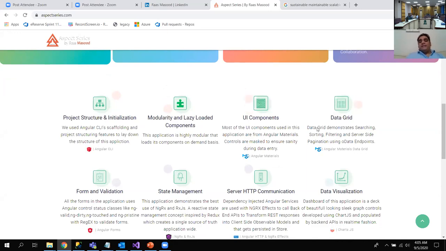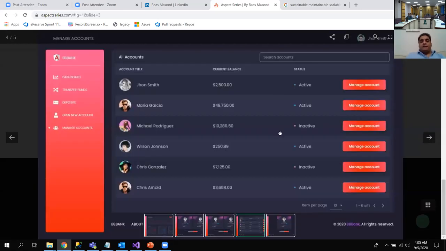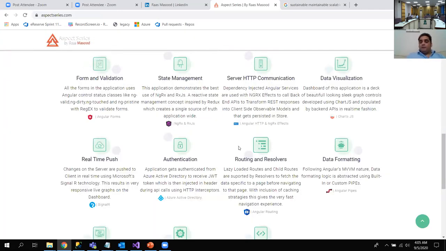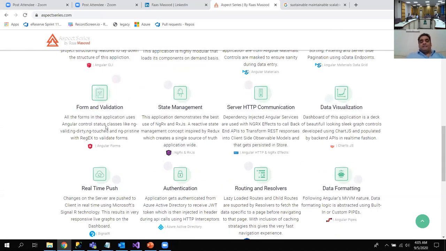And then you want data grids. This is an example of a data grid. You want searching, sorting, filtering, pagination, server-side pagination, and different things in a data grid. All of the best practices for doing all of these things are also part of this code base, which I have. And then you want some excellent form validation.